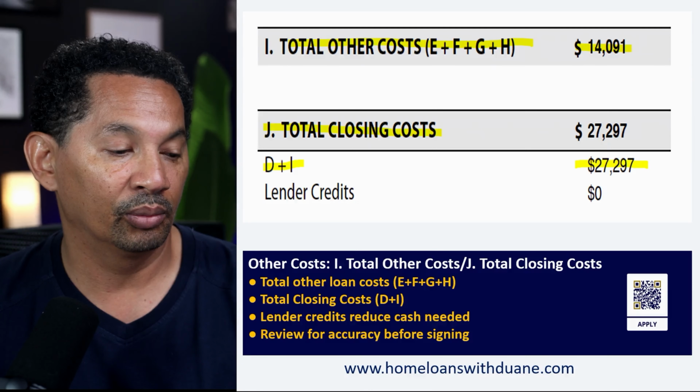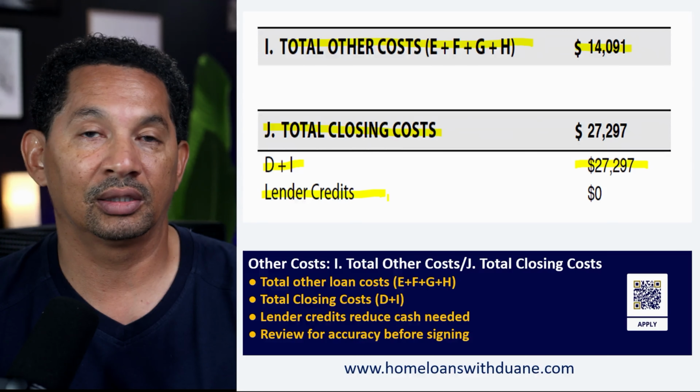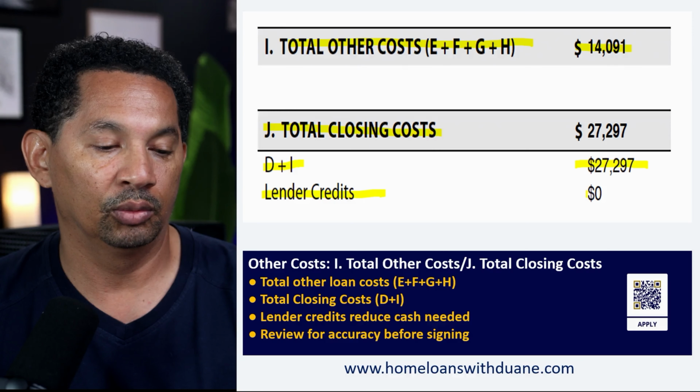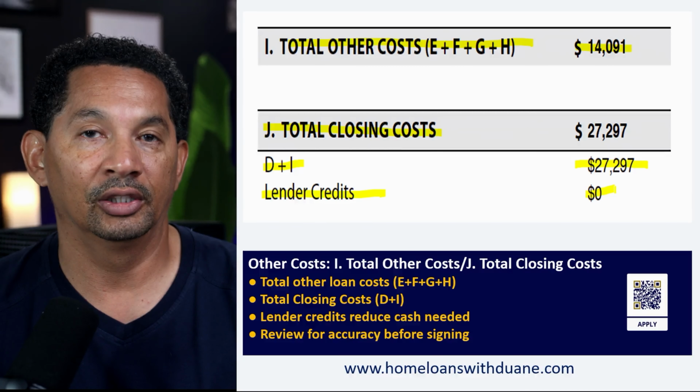Now here, if there was a lender credit and your lender stated, yes, we're going to give you some lender credits to cover some of your closing costs, then it would be right here. So that's how you can confirm whether or not you really got some lender credits.